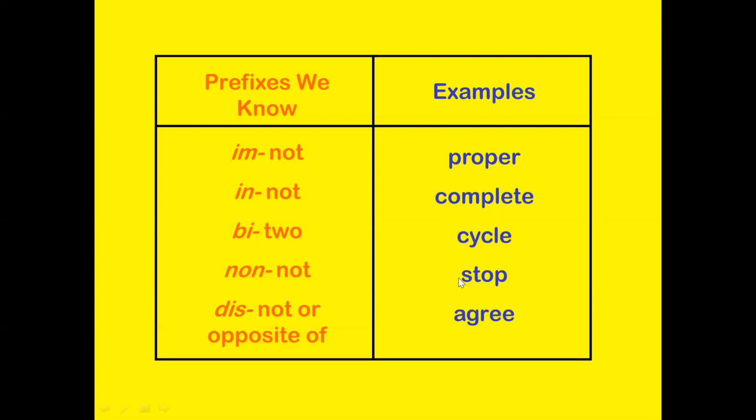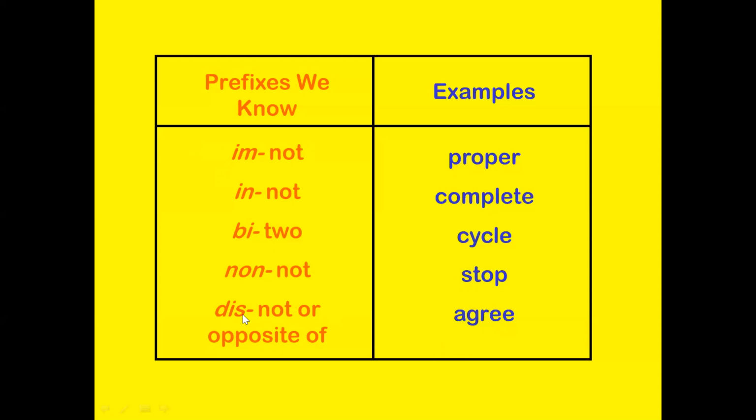Now the word non-stop. Stop means not to do, and non-stop means to do continuously. When you start doing something continuously, that means non-stop. You're doing it non-stop. Okay? So the word meaning has completely changed. Stop means not to do, and non-stop means continuously do.